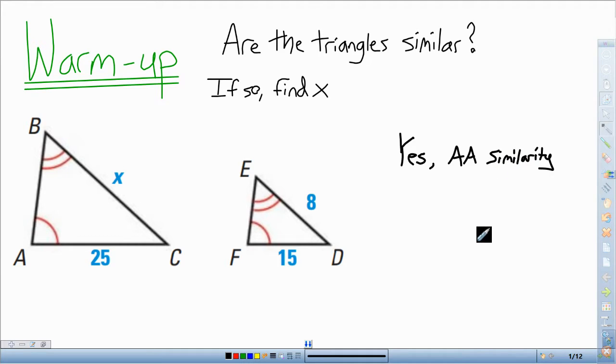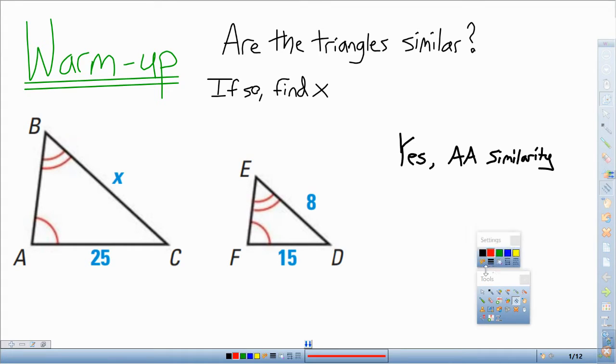Okay, but really what I want you to do is, now that we know that these triangles are similar, I want you to find x. Remember that means creating a proportion, setting the ratio of two corresponding sides equal to the ratio of two other corresponding sides, cross multiplying and solving. So go ahead and copy this and make your proportion and solve for x.